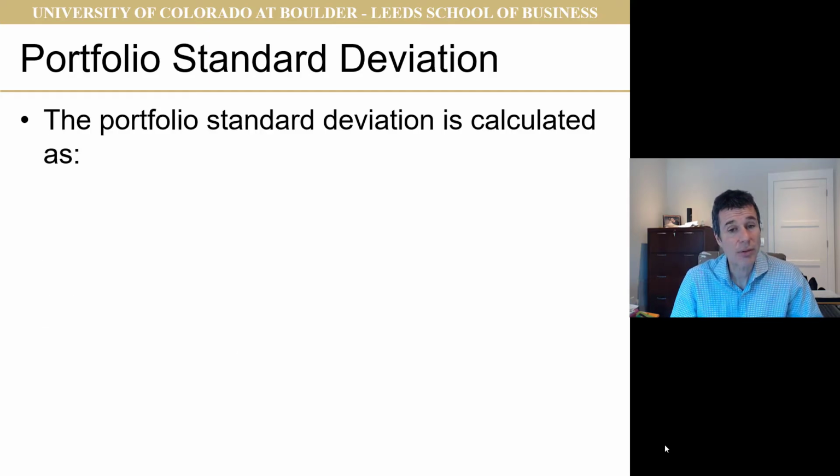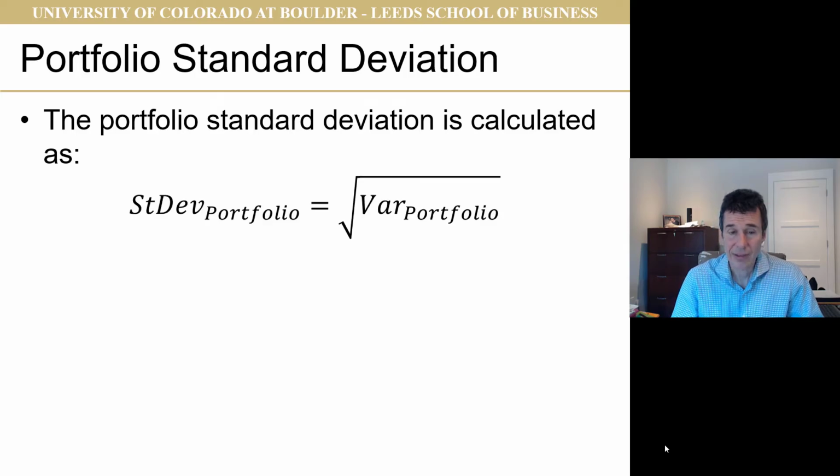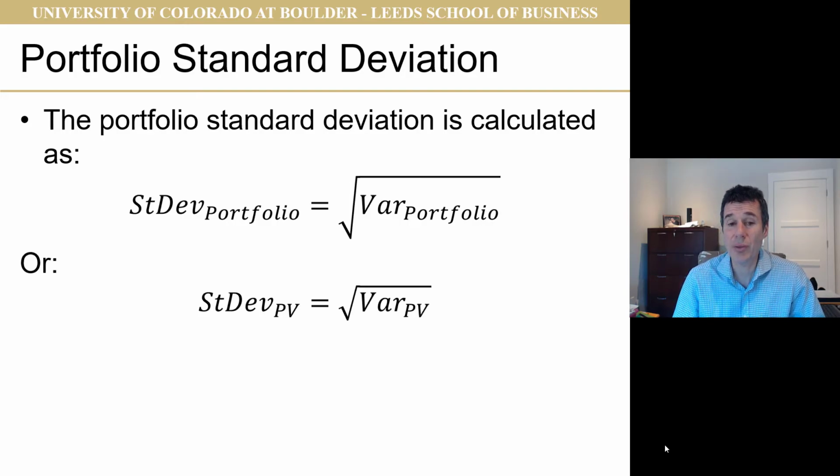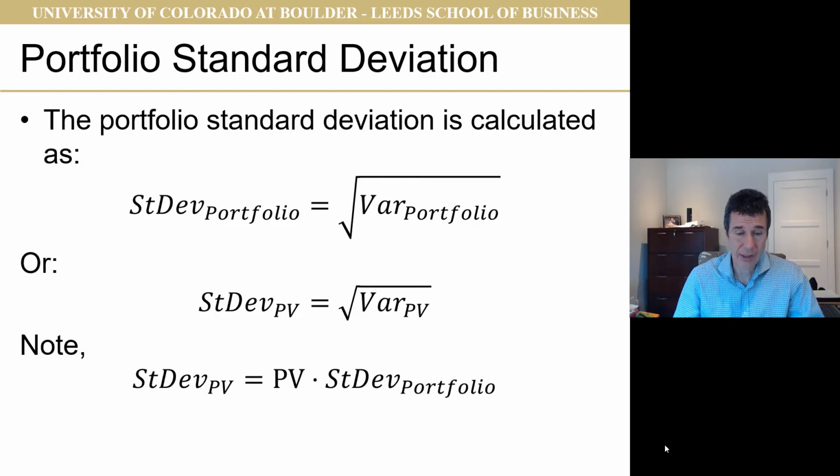We can calculate the portfolio standard deviation as the standard deviation of the portfolio equals the square root of the variance of the portfolio. Or in dollar terms, the standard deviation of the present value is equal to the square root of the variance in present value. And again, the standard deviation of present value is equal to the present value times the standard deviation of the return.